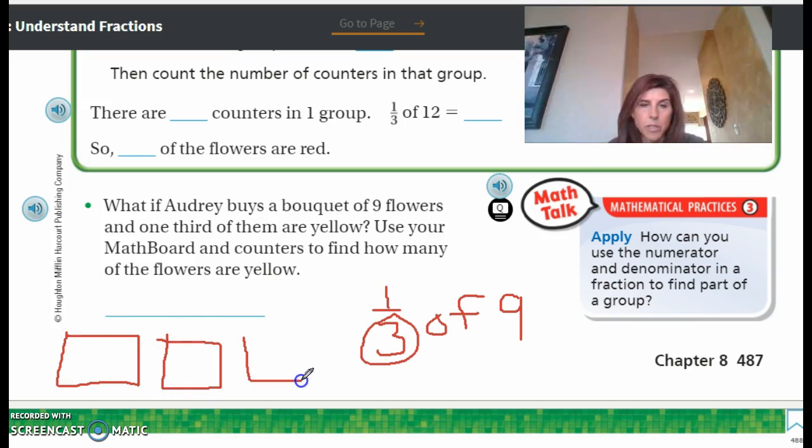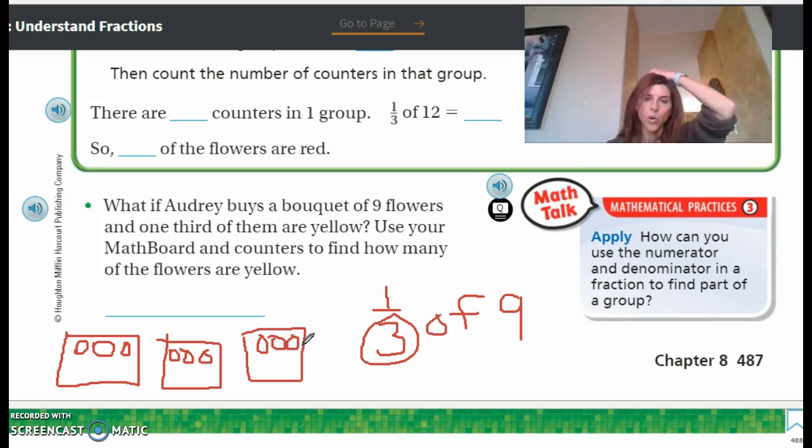Here's our 3 equal groups. And 9 has to be separated into each of these 3 groups equally, and we can start by counting 1 by 1 up to 9: 2, 3, 4, 5, 6, and 7, 8, 9. 1/3 of 9 is actually 3. So 3 of those flowers are yellow. So one of the 3 groups is yellow, which is 3. 1/3 of 9 is 3.